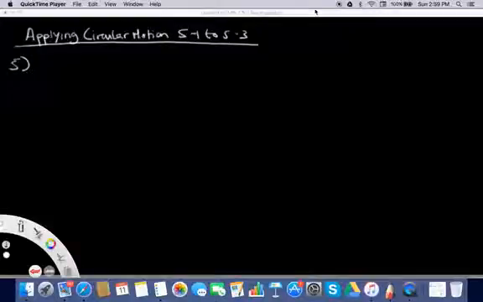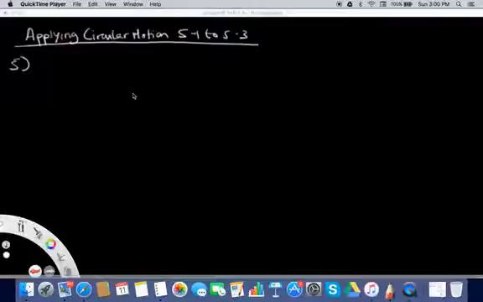Our basic understanding of the characteristics of circular motion, and we're going to be applying it into real life problems. All right, so without further ado, let's get started. So let's get a problem up in here.